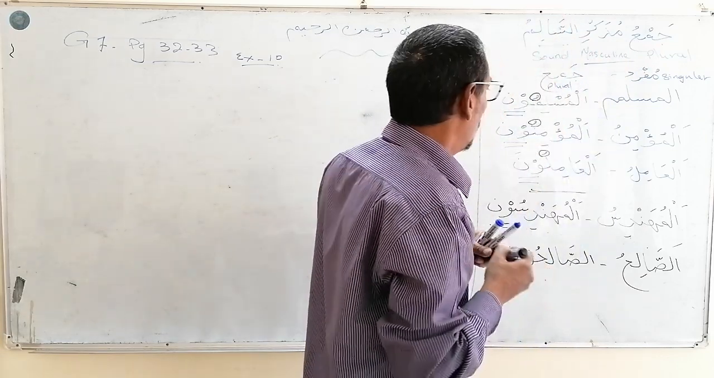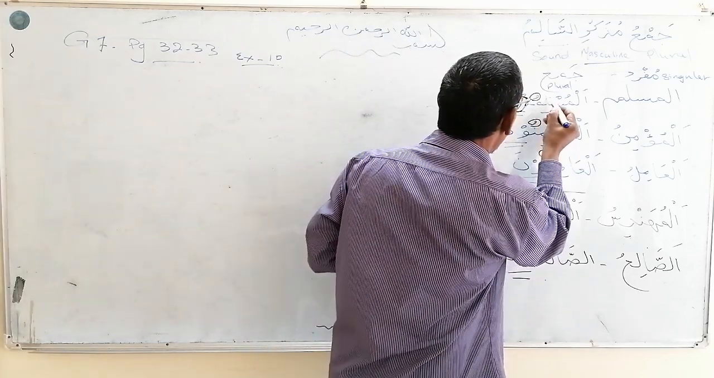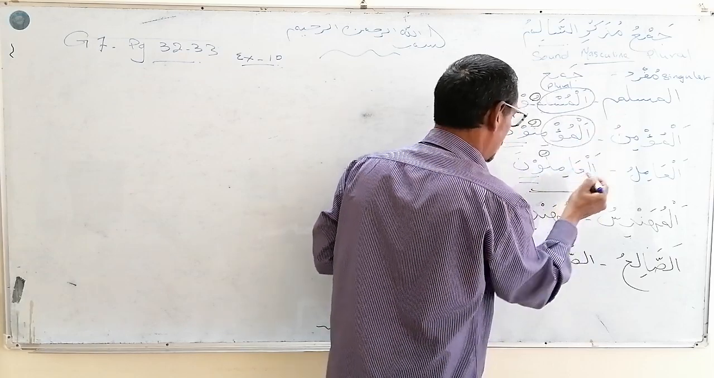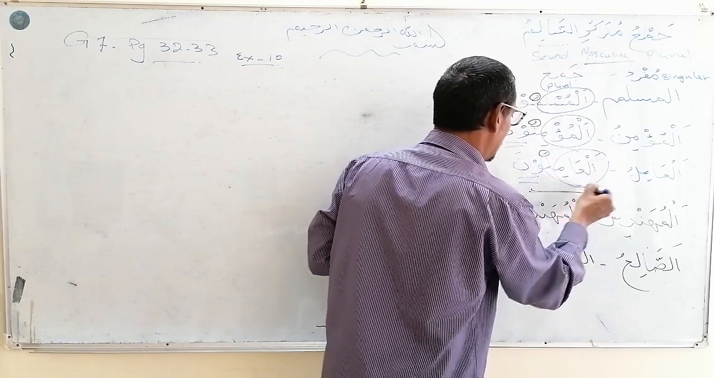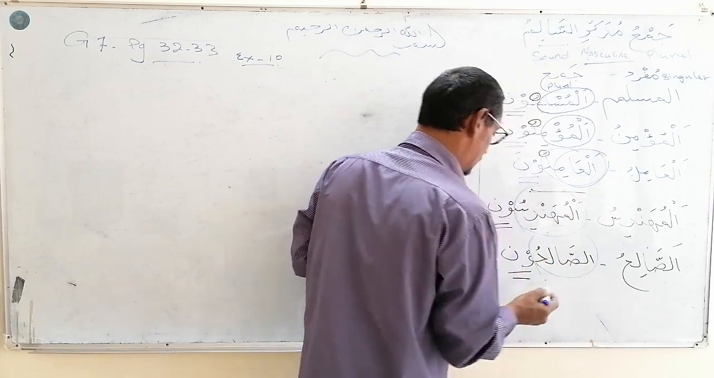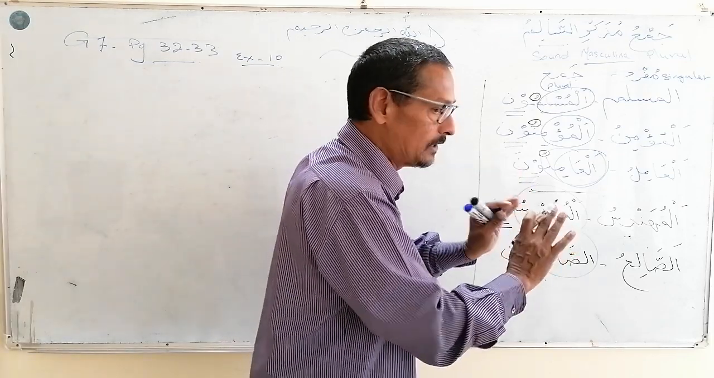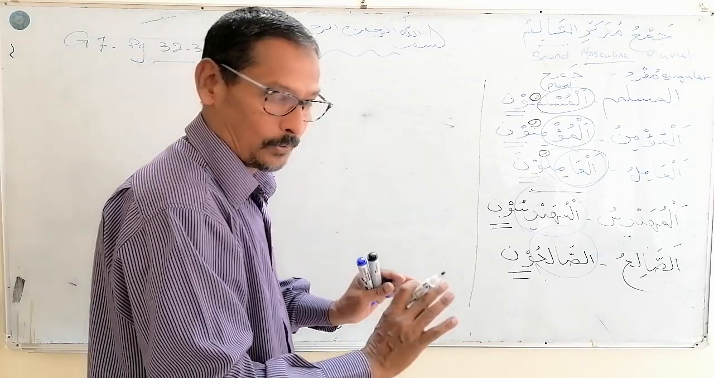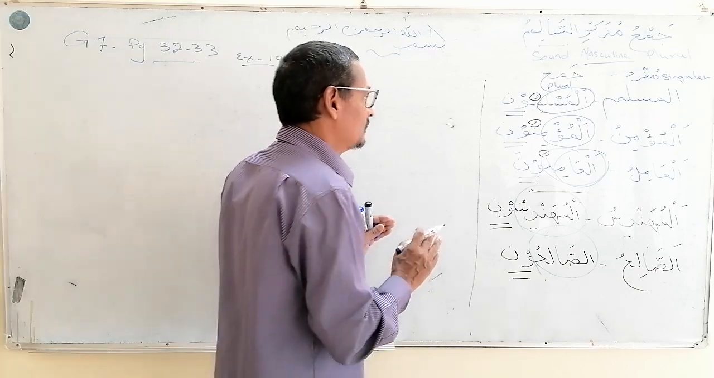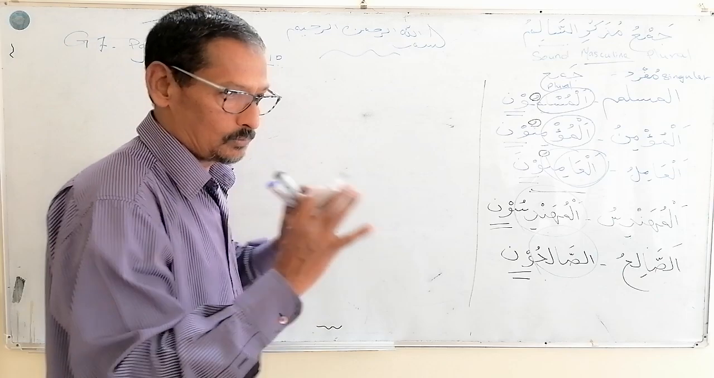Salim means sound. Why is it called jam'u muzakkar as-salim? Because the original al-muslimu remained the same, unchanged. Al-amilu, unchanged. Al-muhandisu, unchanged. As-salihu, unchanged. So the original structure, the singular, is still the same. Nothing has been changed in the singular form. That's why we call it jam'u muzakkar as-salim. So we only have to add waw and noon to convert it into jam'u muzakkar as-salim.